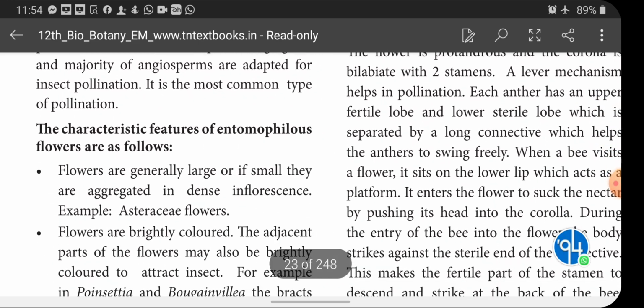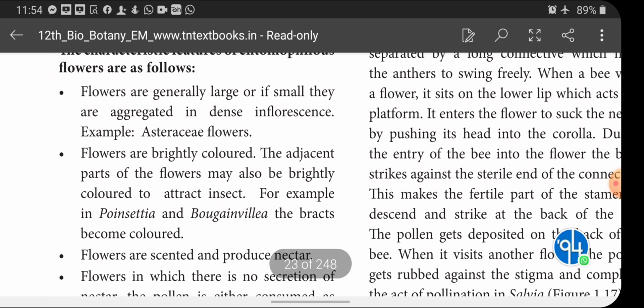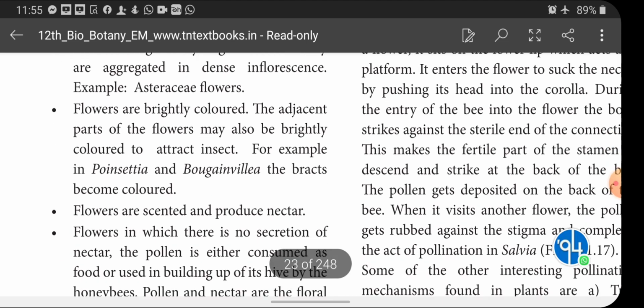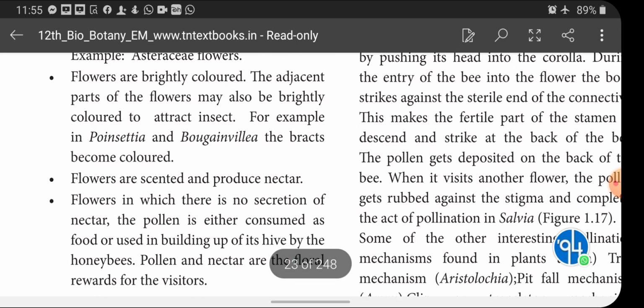Next, the characteristic features of entomophilous flowers are as follows. Flowers are generally large, or if small, they are aggregated in dense inflorescence, example Asteraceae flowers. Then flowers are brightly colored to attract the insects. Adjacent parts of the flowers may also be brightly colored to attract the insects. For example, in poinsettia and bougainvillea, the bracts become colored.